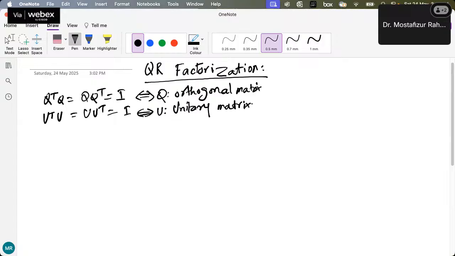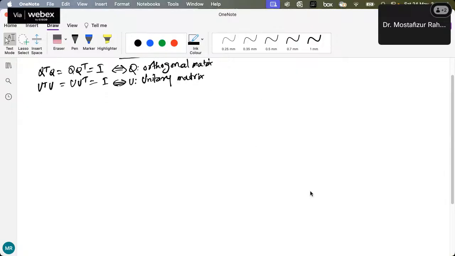So they are interchangeably used in quantum computing. Sometimes the unitary is used, and the orthogonal is also used in the same unitary context. But the only difference is that the components of Q, that is the Qij, come from real numbers, and Uij, the elements of the matrix U, come from the complex numbers.